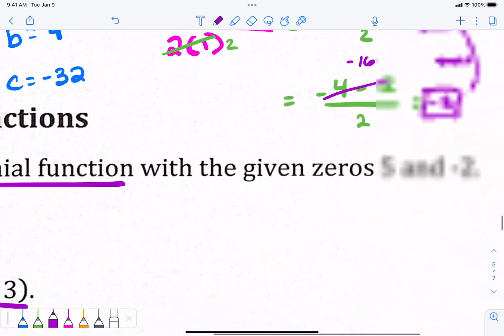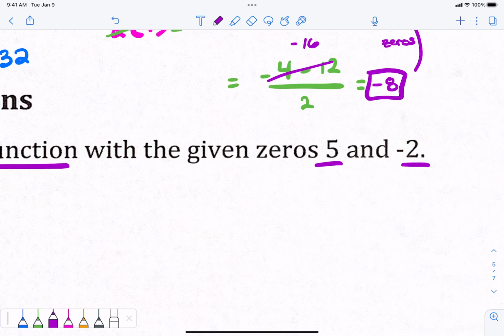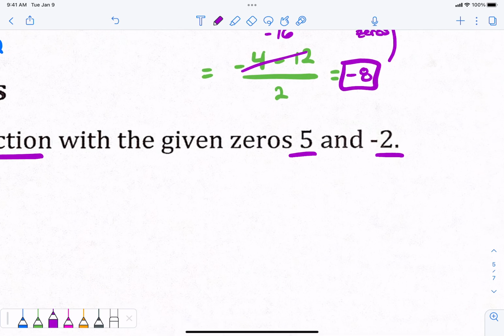Write a polynomial function that has zeros that are 5 and negative 2. Great. What's that mean? That's what x equals, right? That's the x-intercept. So x equals 5 and x equals negative 2. Now where do I go from here?